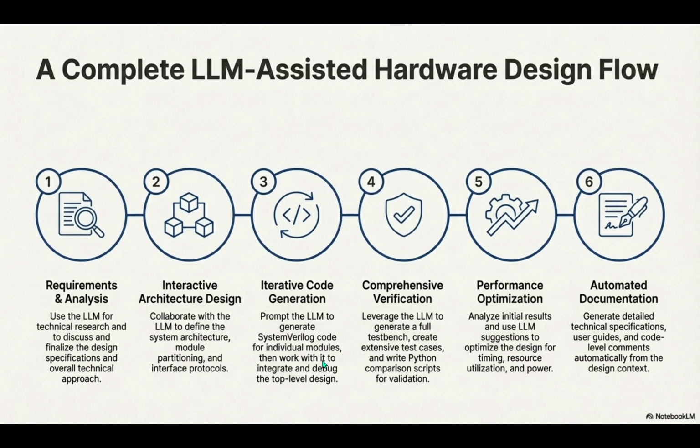Okay, but once that code is written, that's where the real danger starts. Yeah. How do you verify code from a model that can just make things up sometimes? This brings us to step 4, comprehensive verification. This is maybe the most critical stage. It shows the LLM isn't just a coder, it's a full verification partner. It doesn't just generate potentially faulty logic, it generates the tools to find the fault. How does it do that?